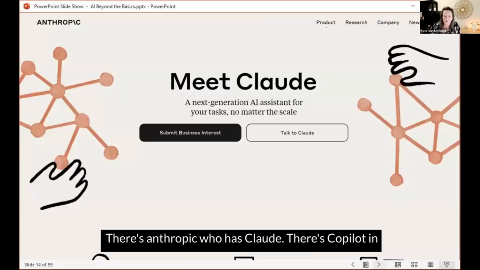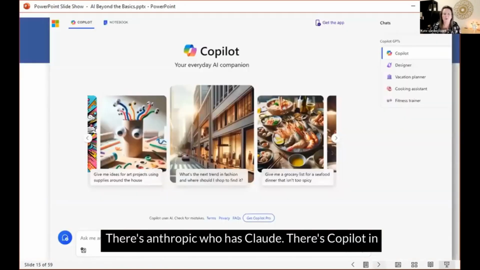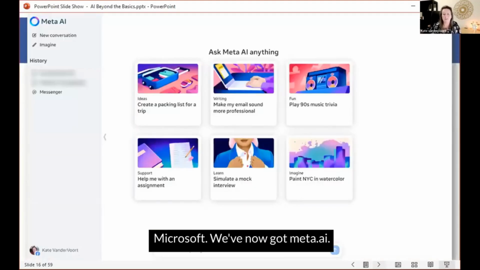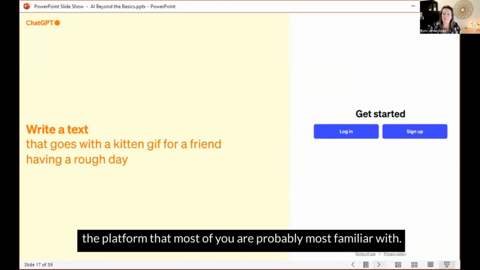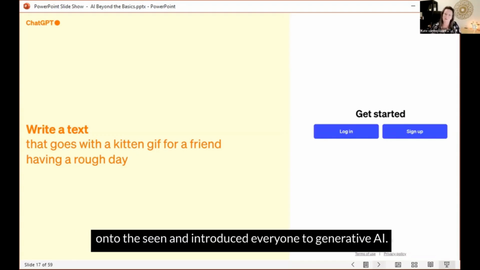There's Anthropic, who has Claude. There's Copilot in Microsoft. We've now got Meta.ai. And of course, there's our good friend ChatGPT, which is the platform that most of you are probably most familiar with. And that's the one that 18 months ago now kind of sprung onto the scene and introduced everyone to generative AI.